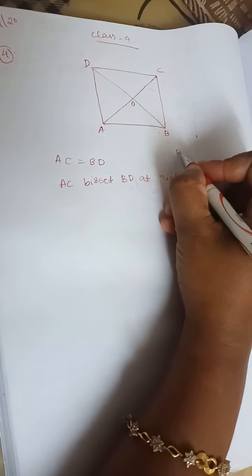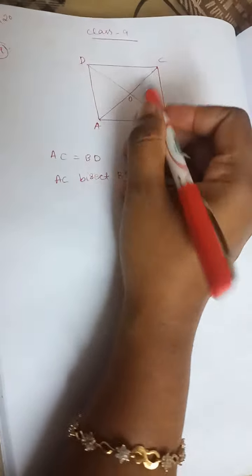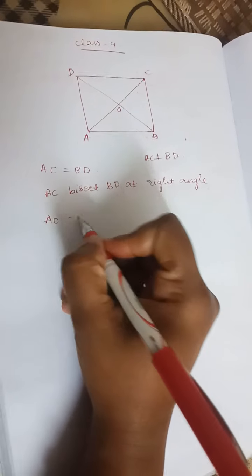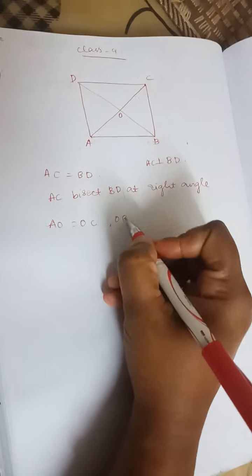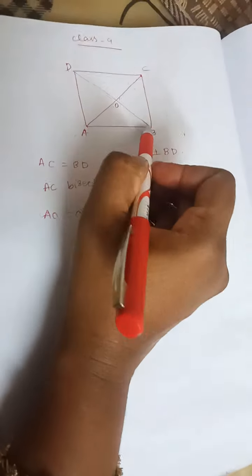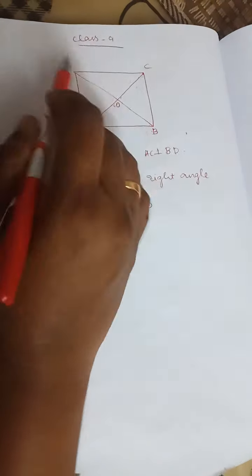So I am marking the center as O. So we have to prove that AC is perpendicular to BD. Then only we will get that it is bisecting at right angle, correct? So we have to prove first AO is equal to OC, OB is equal to OD. AO is equal to OC, this length. OB is equal to OD. That means it is bisecting each other.